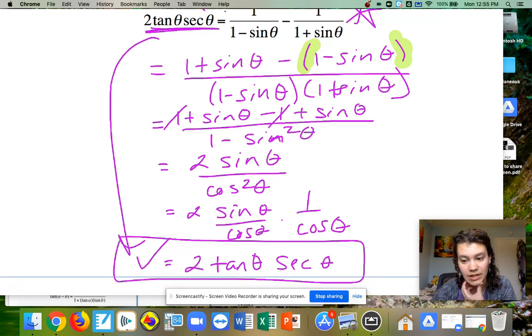For these on homework and tests and all that kind of stuff, you need to show every step because you know what the answer is supposed to be. You know you're supposed to get to this. So if you don't write all your steps, you're not going to get credit.